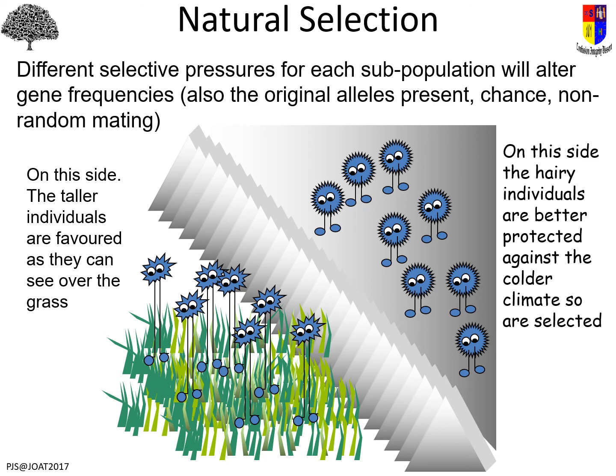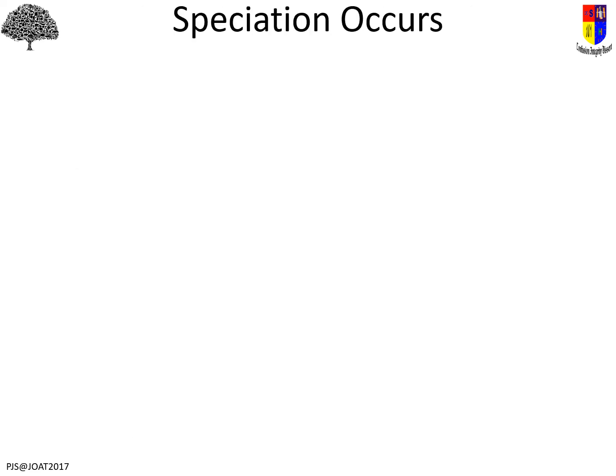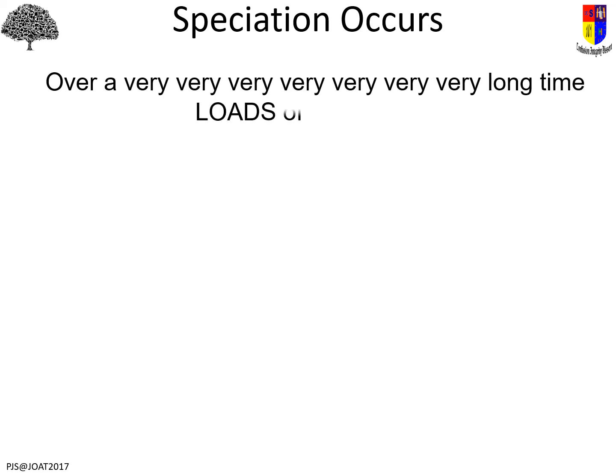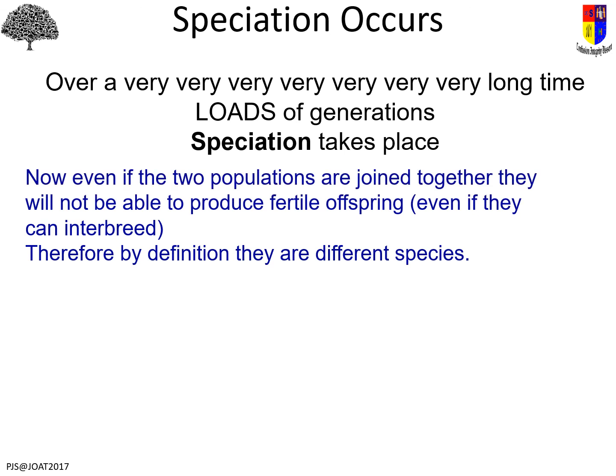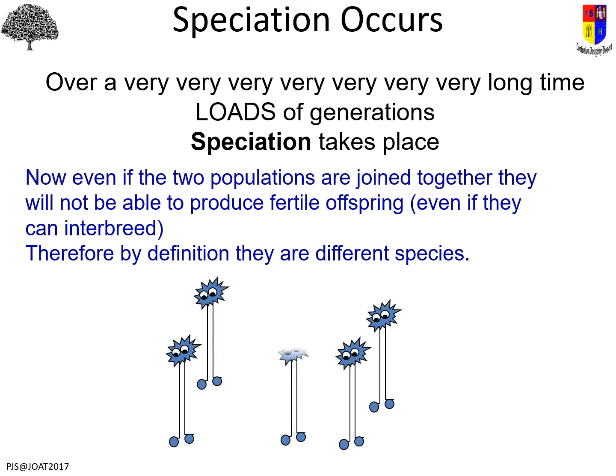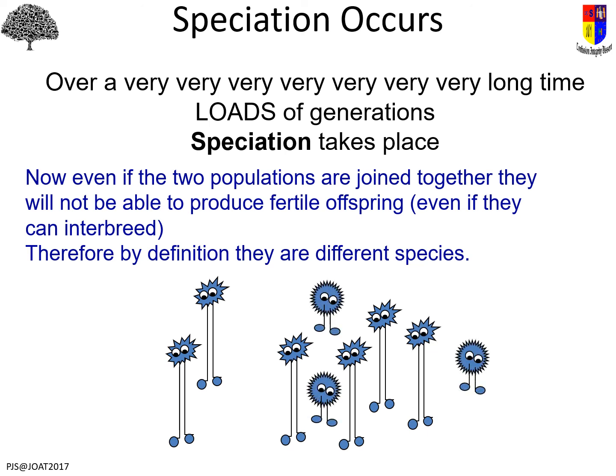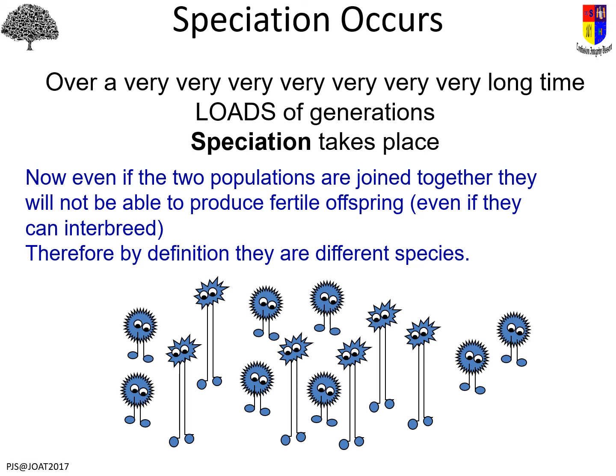And if you leave this for a really long time, keep on pressuring, keep on using natural selection, eventually, and it is a really long time because it has to be a lot of generations, speciation takes place. And now even if I bring together these two populations, they might be close enough together that they could actually interbreed for one generation, but that generation is infertile. That tells you they must be different species. And that's it.